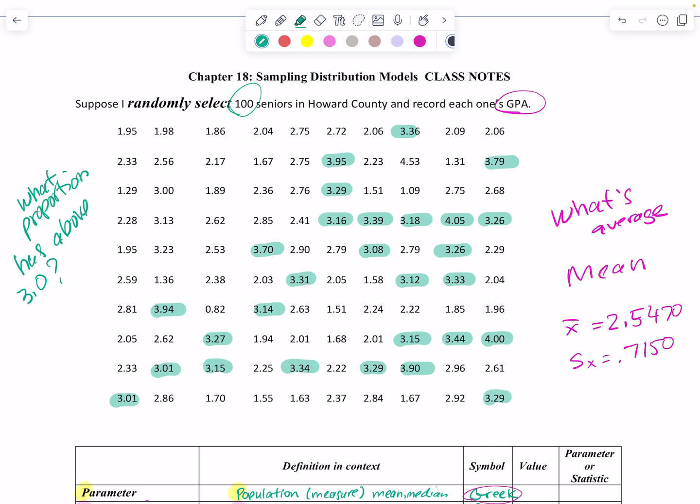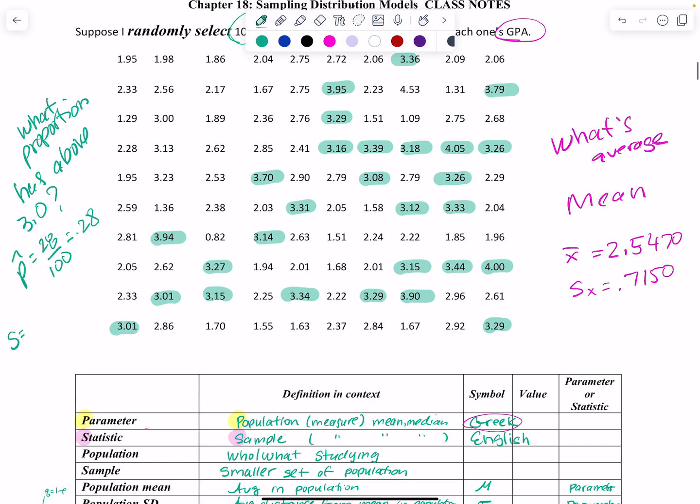So let's count them up. We got 1, 2, 3, 4, 5, 6, 7, 8, 9, 10, 11, 12, 13, 14, 15, 16, 17, 18, 19, 20, 21, 22, 23, 24, 25, 26, 27, 28. Okay, so I got 28, and there are 100. So my P hat would be 28 over 100, which is 0.28. And as I said, my standard deviation, which we're going to learn in just a second, is going to be the square root of PQ over N. So we'll do that in just a second, but let's table that for now.